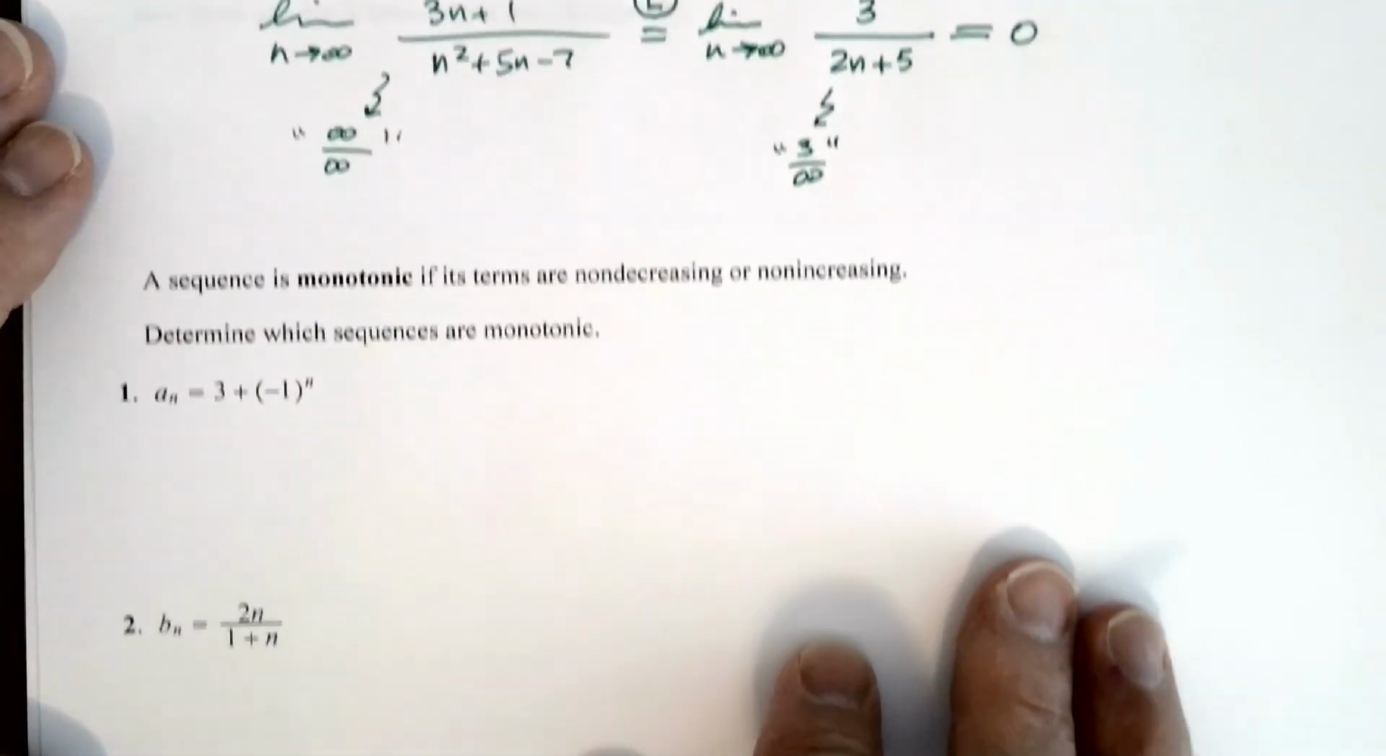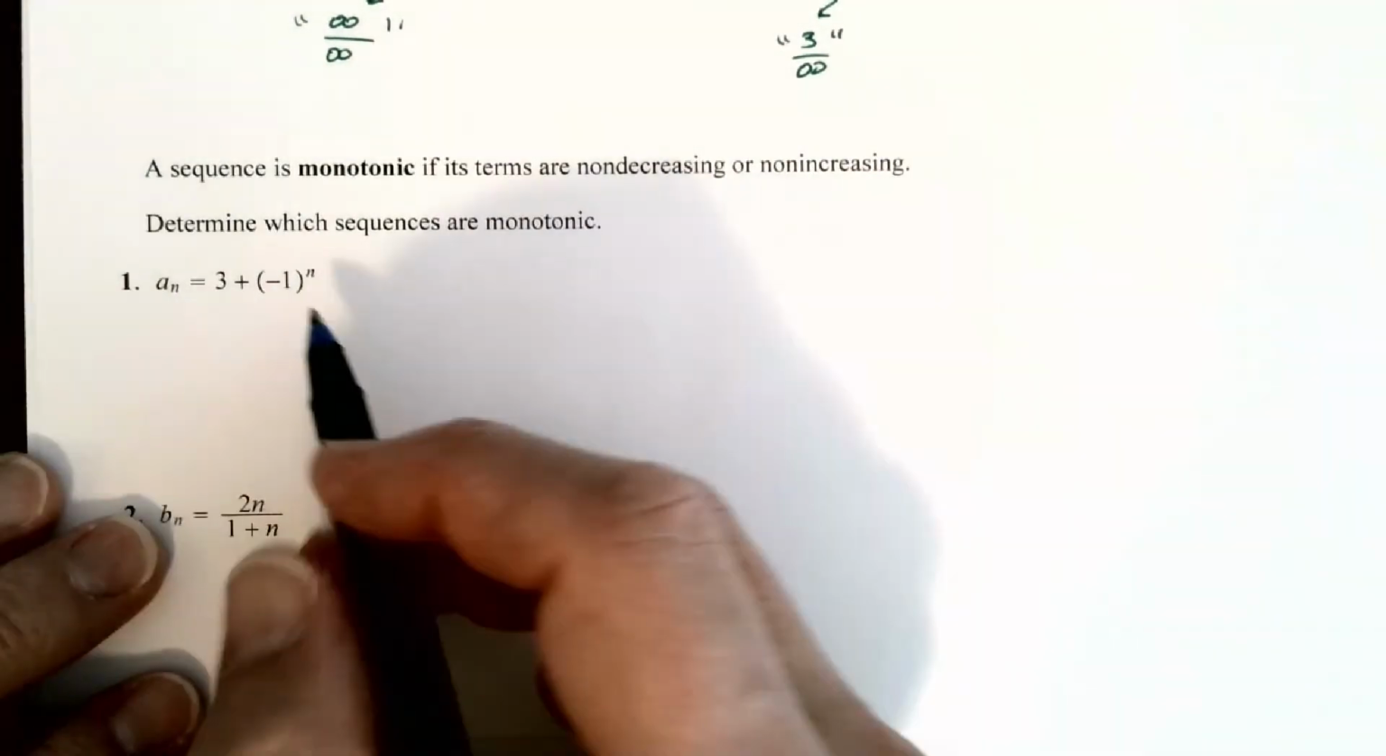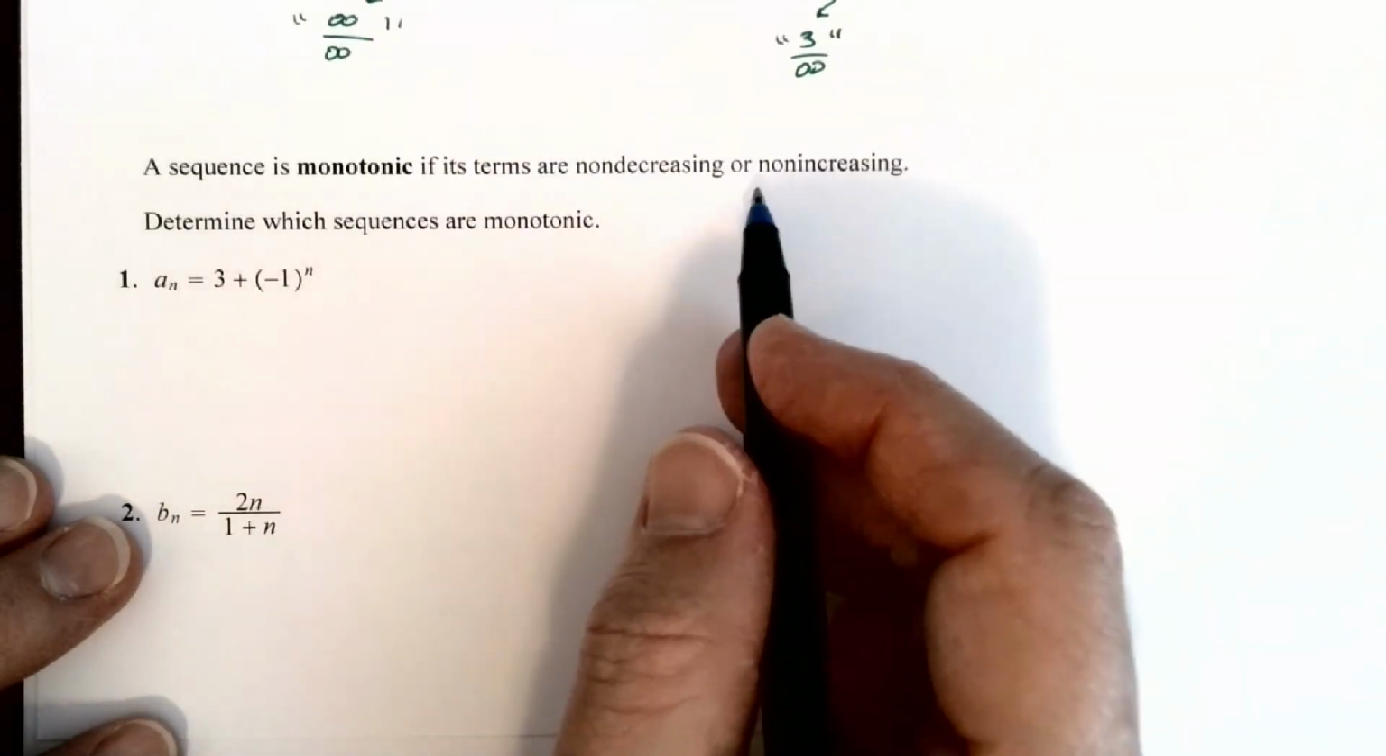Okay, a couple things to close out, just a couple things just to finish out. There's other ways to determine whether a limit of a sequence exists or not. And here's some ideas here. First of all, a sequence is called monotonic if its terms are non-decreasing or non-increasing.